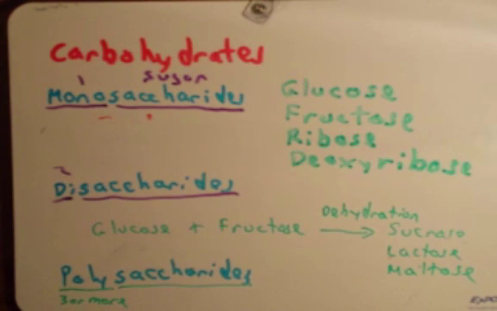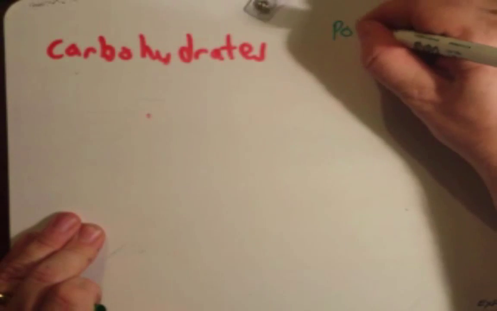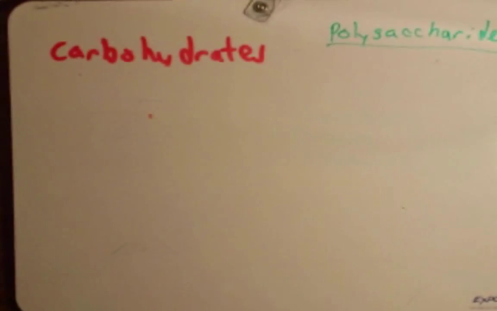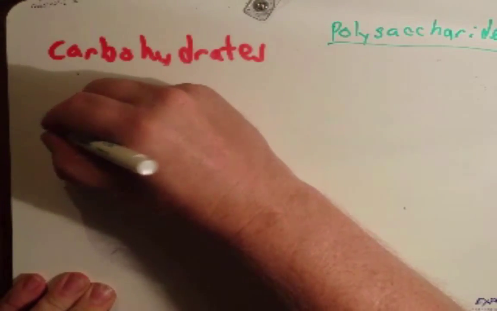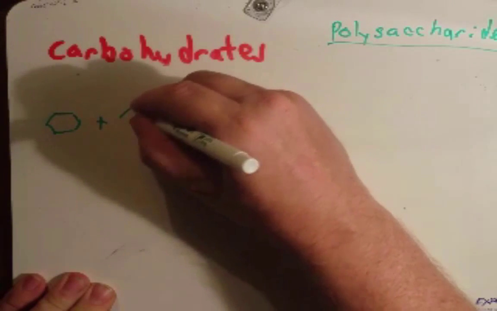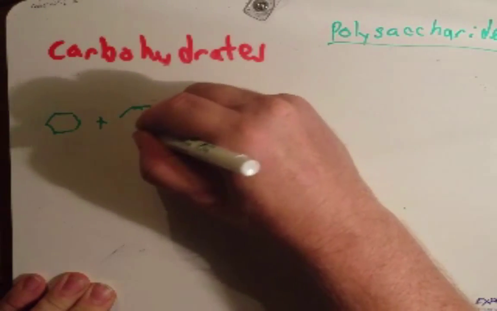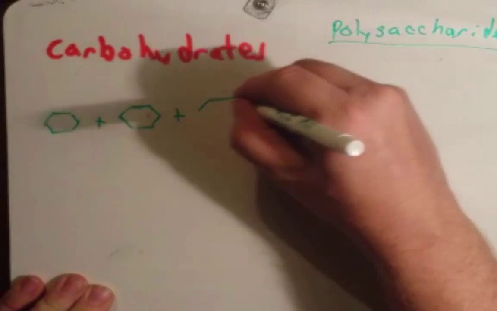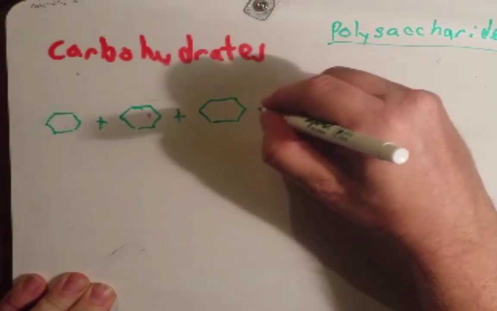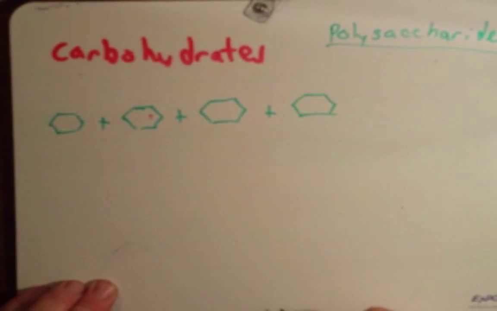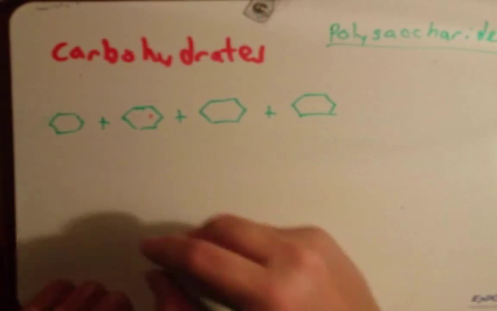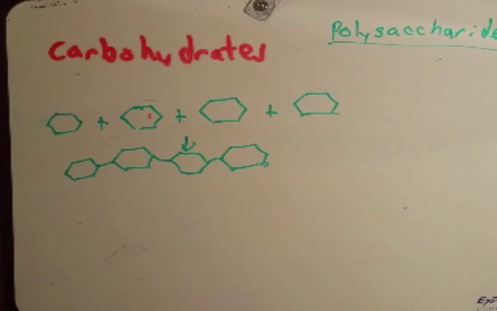I'm going to erase what we have here so we can talk a little bit more about polysaccharides. So this will be a discussion on polysaccharides. Polysaccharides are large polymers of glucose, typically. So you'll have several glucose molecules that are linked together to form this large string of glucoses, to form this polysaccharide.